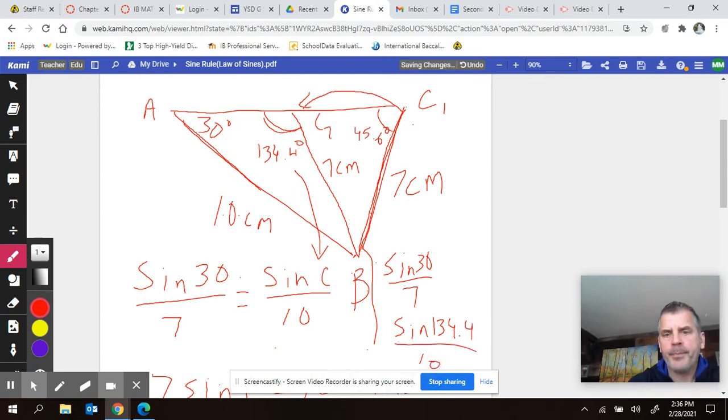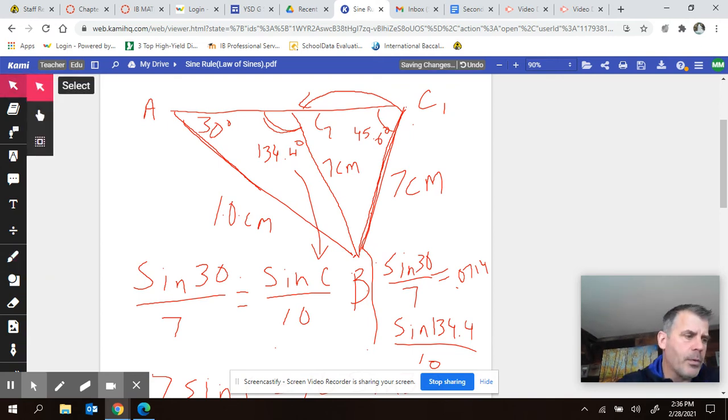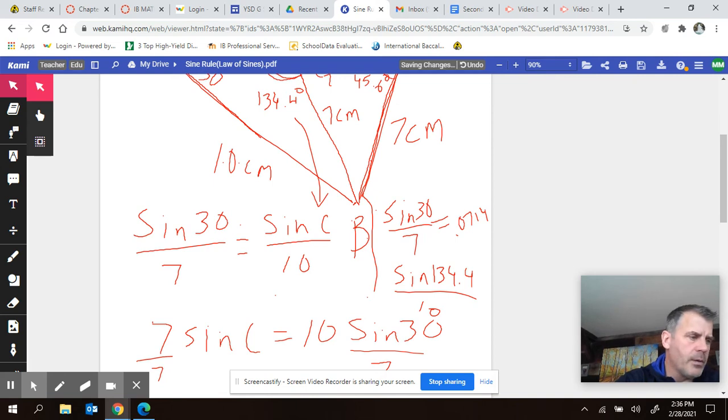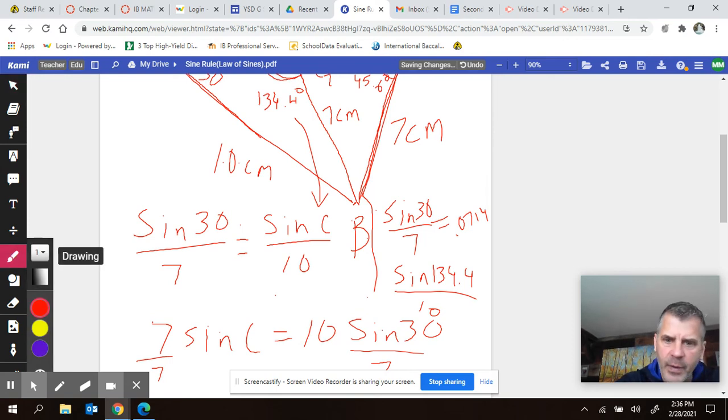over 10? Okay, so if I go sine 30 over 7, I get 0.0714. And then if I go the sine of 134.4, and I divide that by 10, I also get 0.7014. It's a little bit different, but it is exactly the same in those first 4 decimals. It's different because, again, we rounded.